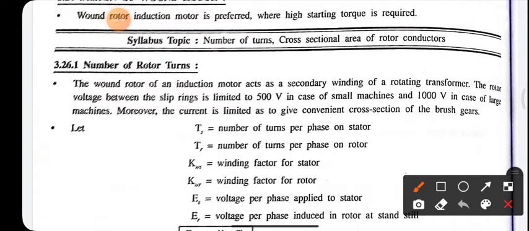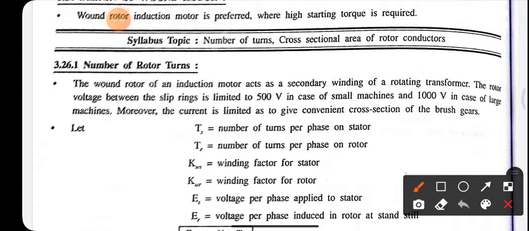Now, in some of the machine subjects, you might have studied an analogy between the induction motor and the transformer. Both are different but can be compared with each other, because we know the basic difference between the two is that the transformer is a static device, whereas the induction motor is a rotating device. But the primary side of the transformer can be compared to the stator, and the secondary can be compared with the rotor, which is rotating.